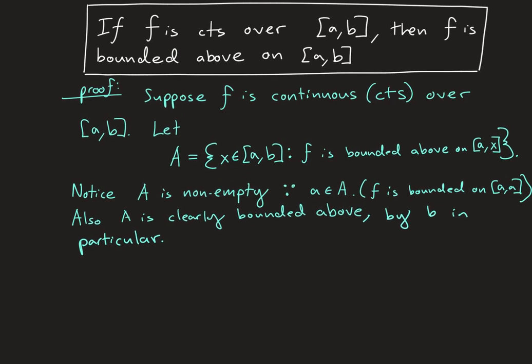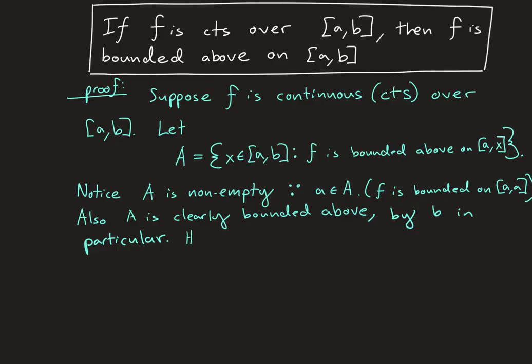Okay, but what that means is A has a least upper bound. Let's call it C. And that is where we're using that new axiom of the real numbers. The real numbers has each subset that is non-empty and bounded above has a least upper bound. That is the completeness axiom of the real numbers, and we just used it.